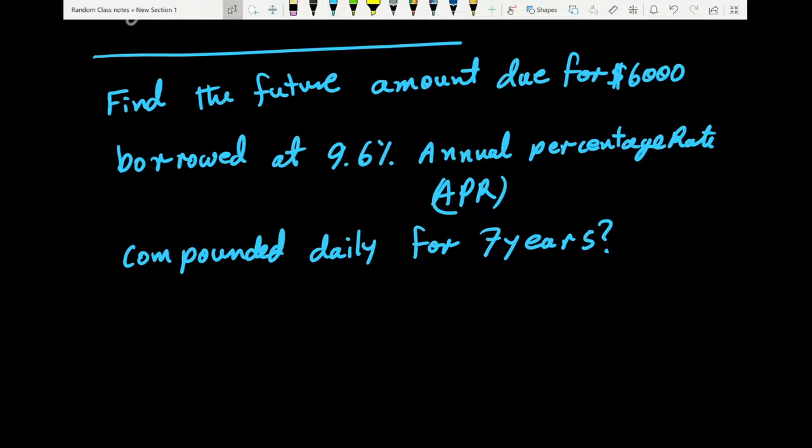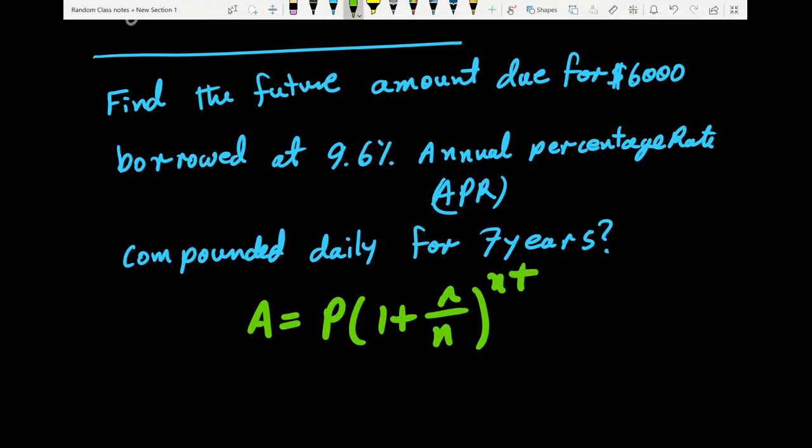So we're going to use the compound interest formula, which is A equals P times (1 plus R over N) to the power of N times T. Now we have to ask ourselves, we're finding this future amount. That's the one we're trying to find.